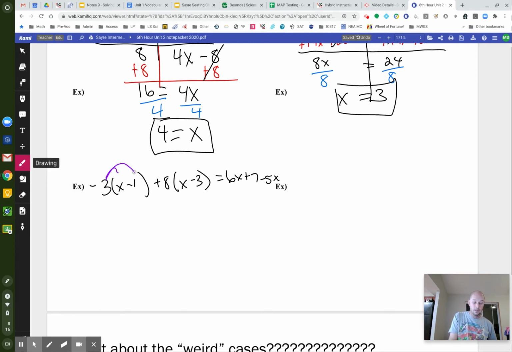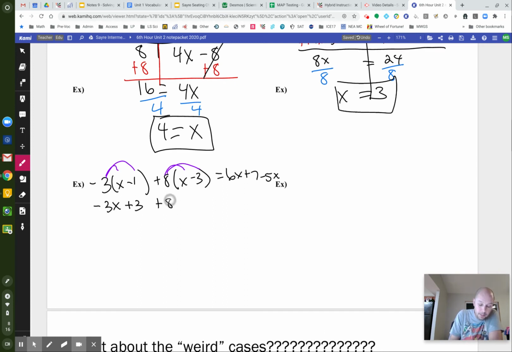And I have 2 things to distribute, both the negative 3 and the 8. So don't forget to carry the negative with you. So that would be negative 3x plus 3 plus 8x minus 24. And that's just multiplying those things together. Negative 3 times x is negative 3x. Negative 3 times negative 1 is a positive 3. 8 times x is 8x. And 8 times negative 3 is negative 24.